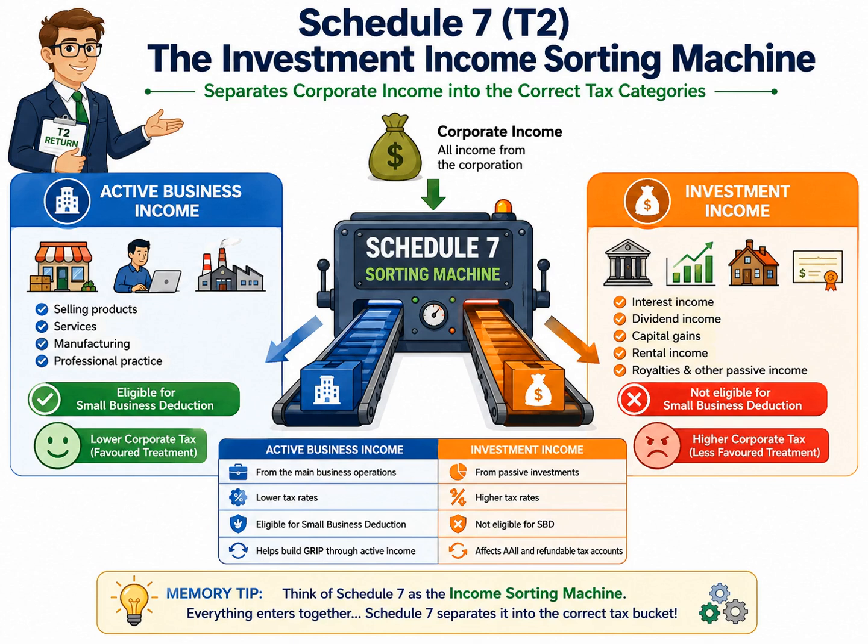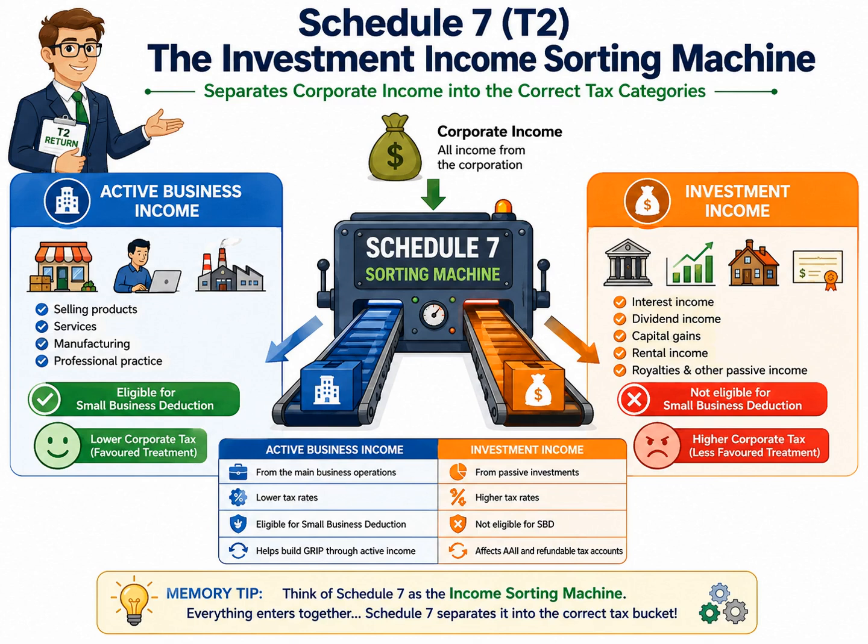The second bucket is investment income, also known as passive income. This includes interest income, dividend income, capital gains, rental income, and other income generated from investments. Unlike active business income, investment income is generally taxed at higher corporate tax rates and does not qualify for the small business deduction. As shown in the comparison table, active business income comes from the corporation's core operations, while investment income comes from passive investments. Because they receive different tax treatment, separating them correctly is essential.